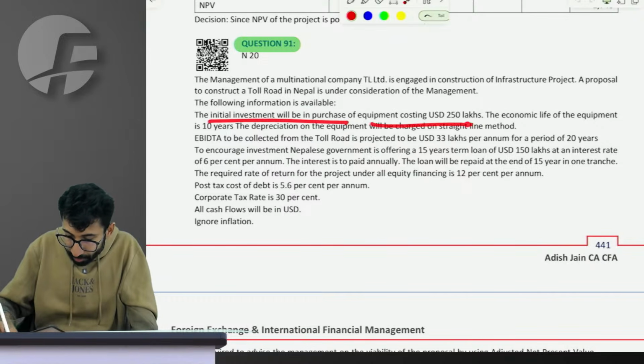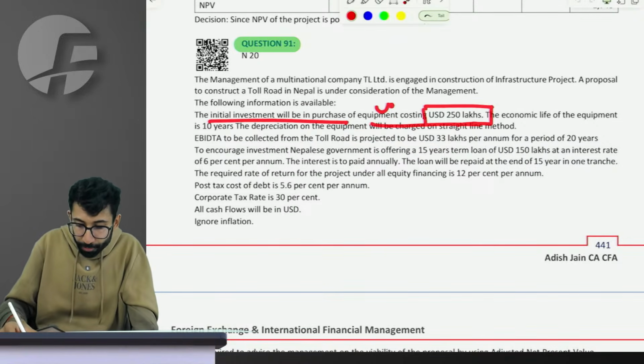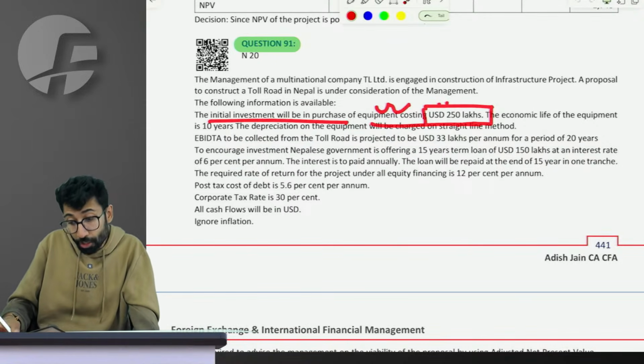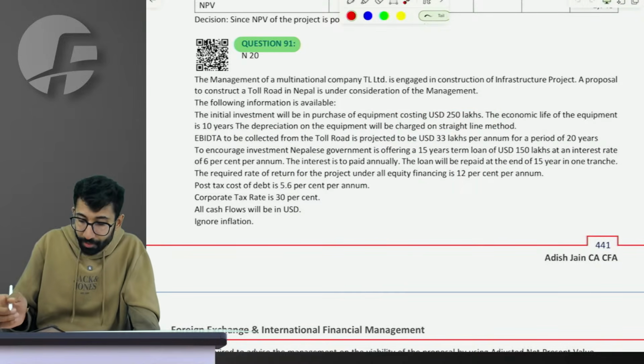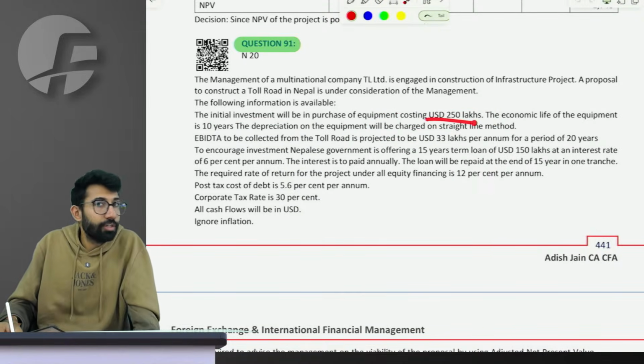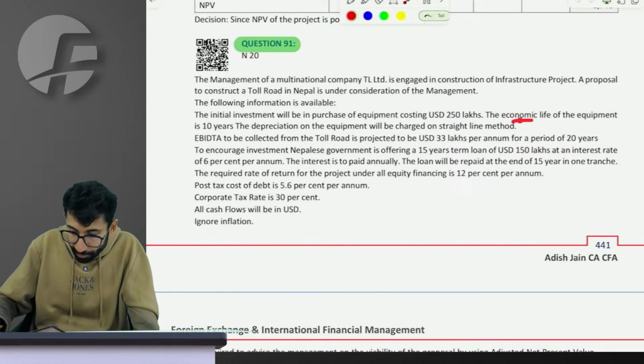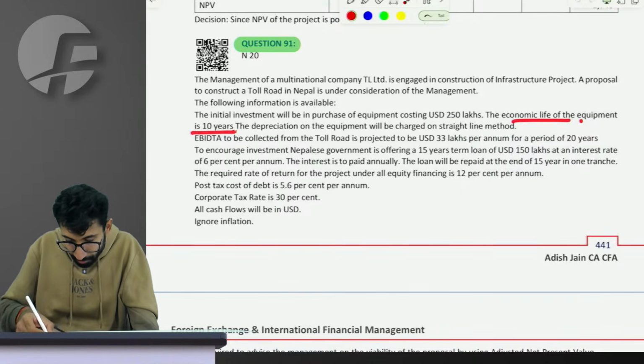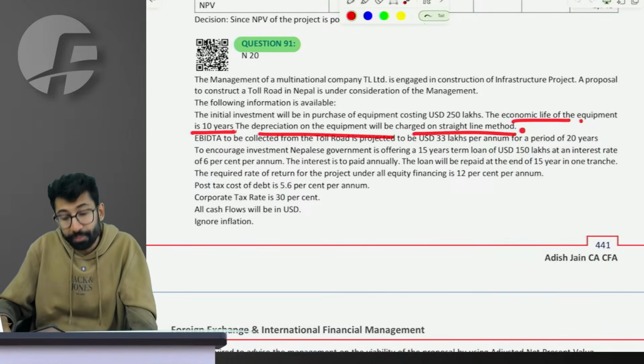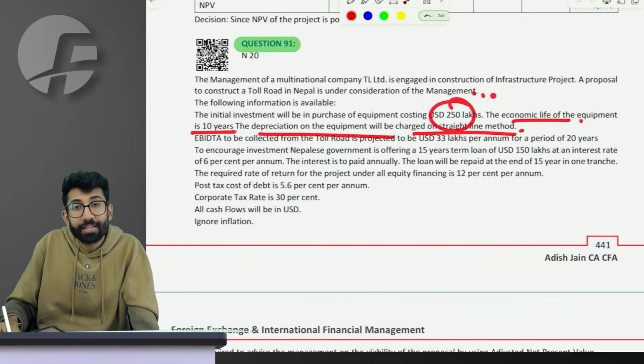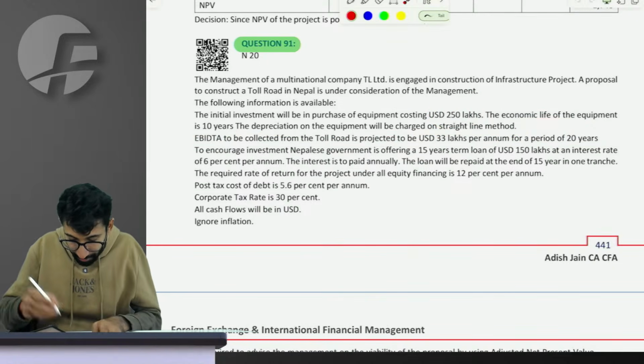Initial investment will be USD 250. To purchase the equipment, you will have to invest USD 250 lakhs. Fine. So the investment is in Nepal, but is in terms of dollars. I am in which country? No knowledge. The economic life of the equipment is 10 years. Depreciation will be charged on SLM basis. So 25 lakhs per annum is the amount of depreciation.